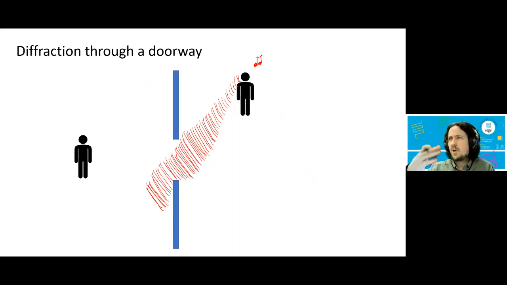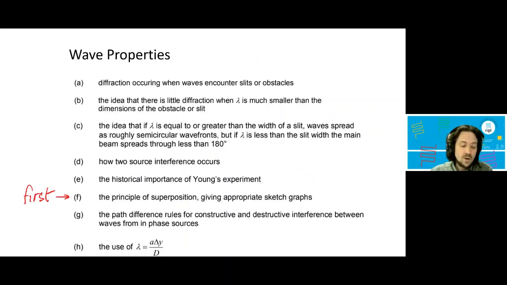Of course, to cause noticeable diffraction with light, you have to have a very small gap, which we'll look at later on, because it is entirely possible to diffract light. We're making excellent progress already.